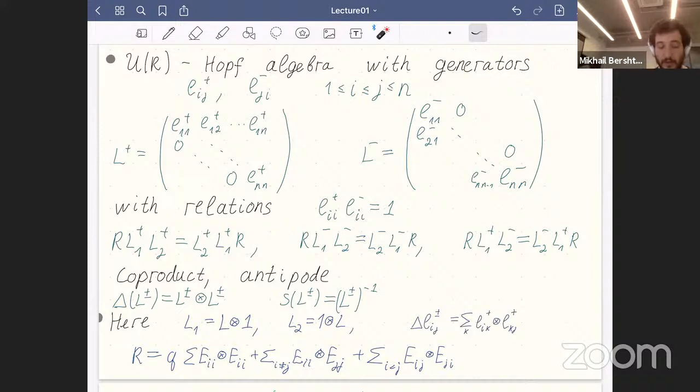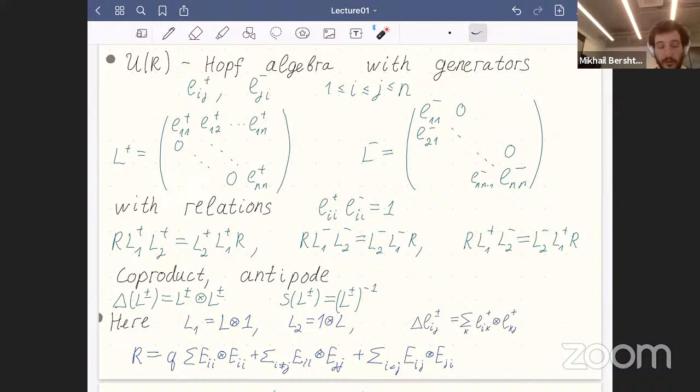which is generated by generators L plus and L minus. So we have a lot of generators, like n squared generators, much more than we had in the story we had before for the definition. But as an advantage, we have simpler relations. The relation for the diagonal part will be just L plus times L minus equal to one.